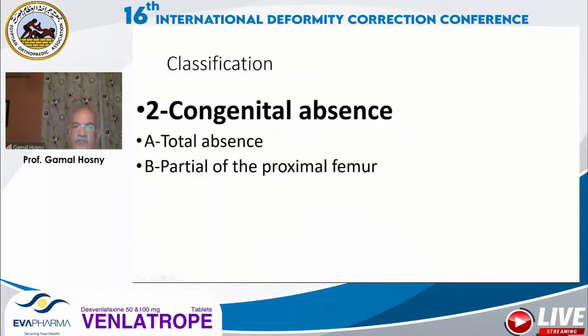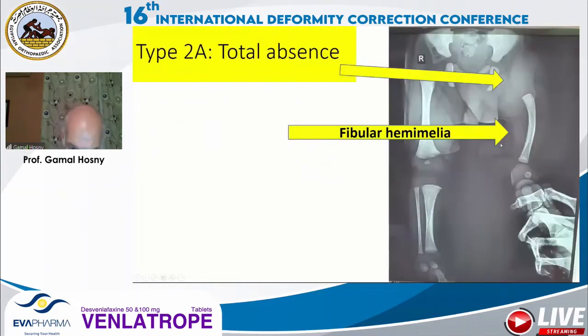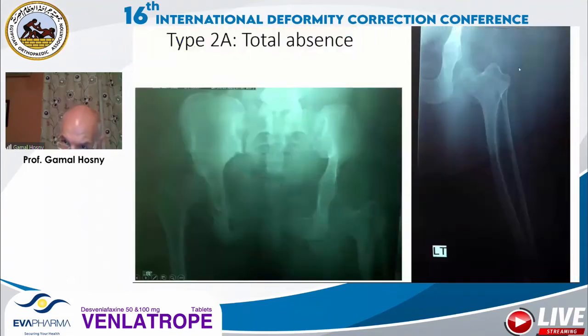Type 2, congenital absence. Either total absence of the femur or partial absence of the proximal femur. This is total absence. There is no femur at all. And this is accompanied by fibular hemimelia, there's no problem. With older age, at the age of 16, this is the tibia. The tibia takes the shape of the femur. If you have a completely absent femur, you see this unilateral case? This is the medial tibial condyle. And again, you don't need a treatment.